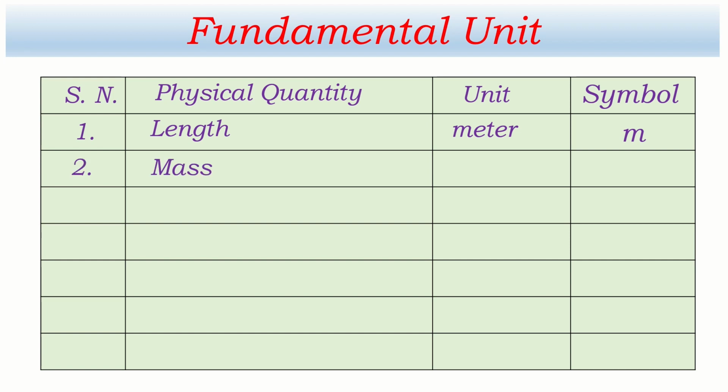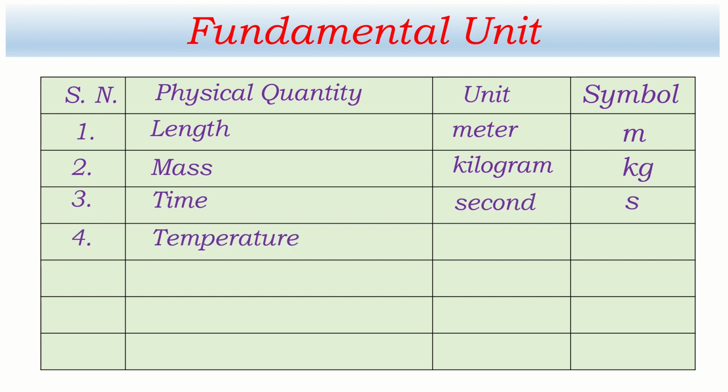Let's remember small m. Mass is measured in kilogram. Its symbol is kg, small k, small g. Number 3, time. Time is measured in second. Its symbol is small s. And temperature is measured not in degree Celsius, it is measured in Kelvin, and its symbol is K according to the SI system. But this K is capital. Why is a capital letter used as the symbol?